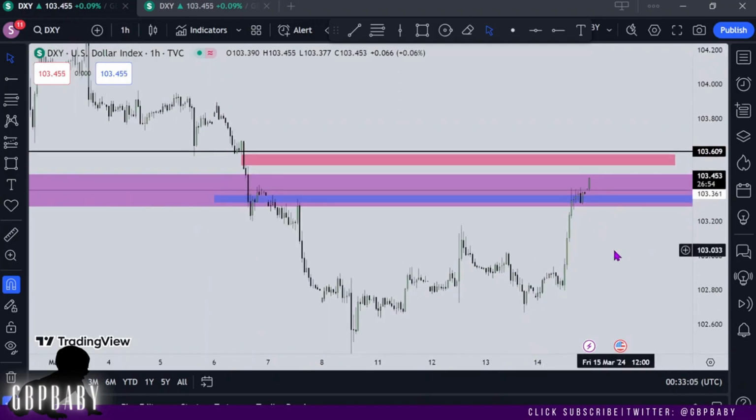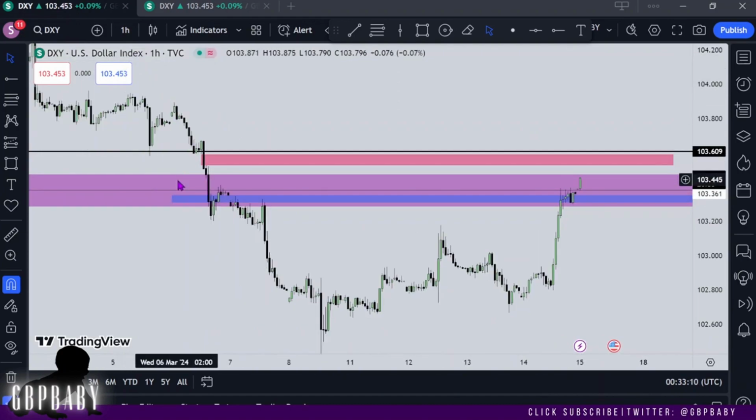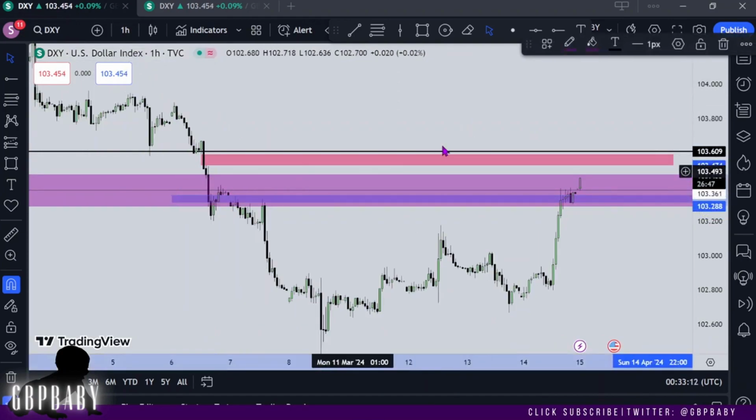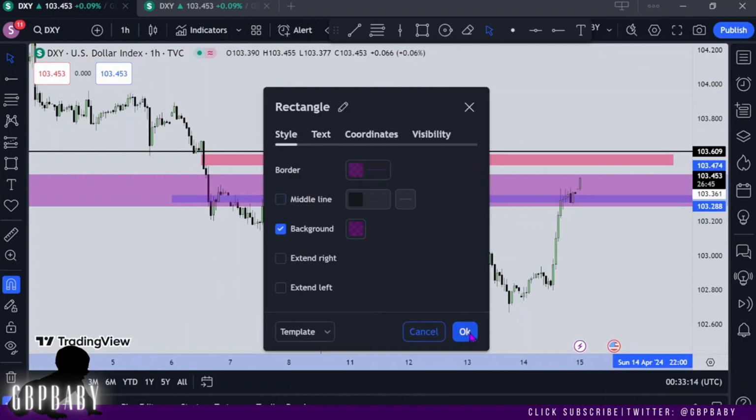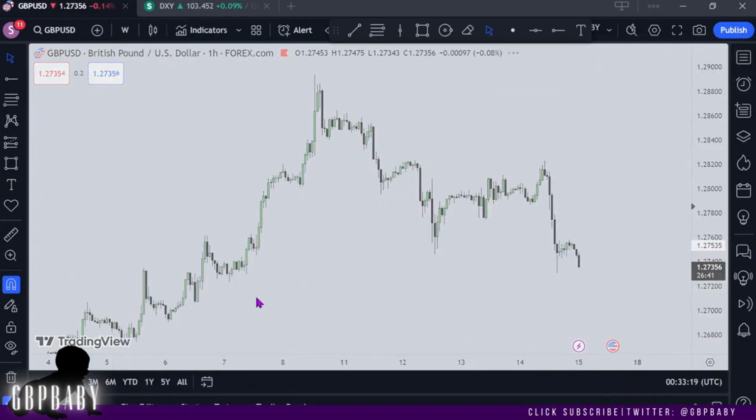But like I said, after today, definitely just be more cautious, because it seems like they're doing some craziness right now. Let's go over to GBP USD, and we'll start there on the weekly as well.